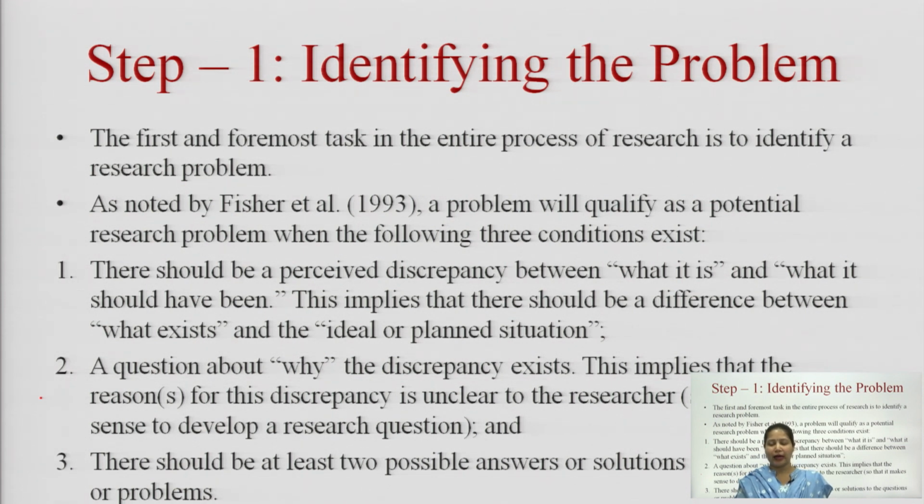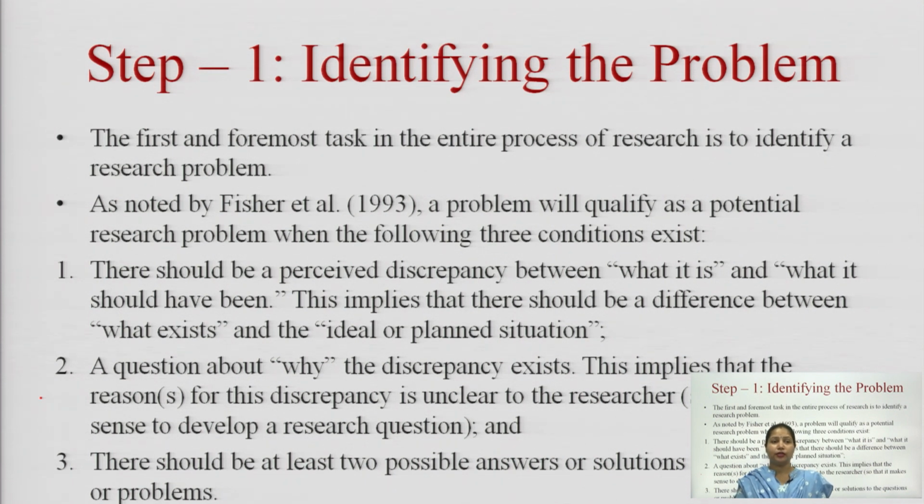Suppose you plan for 1 lakh units to be sold in a year, but you are able to sell only 60,000 units. So there is a difference of 40,000 between what you actually planned and what actually happened. Why has it happened? If you want to find the answer, that may be your probable question.